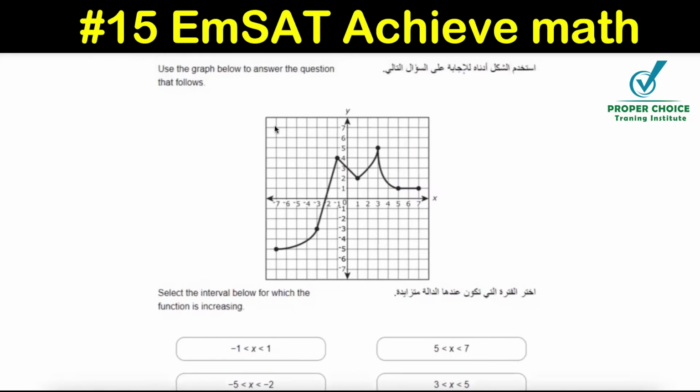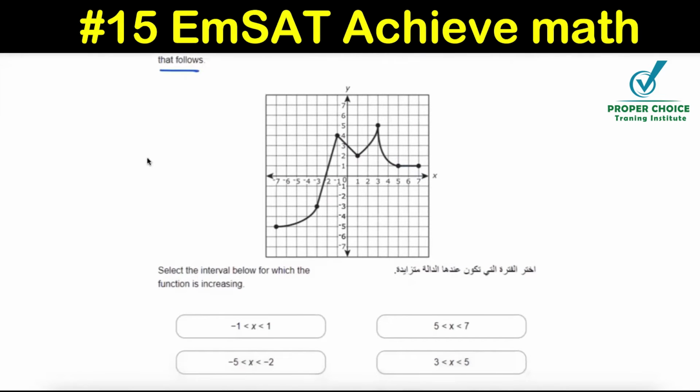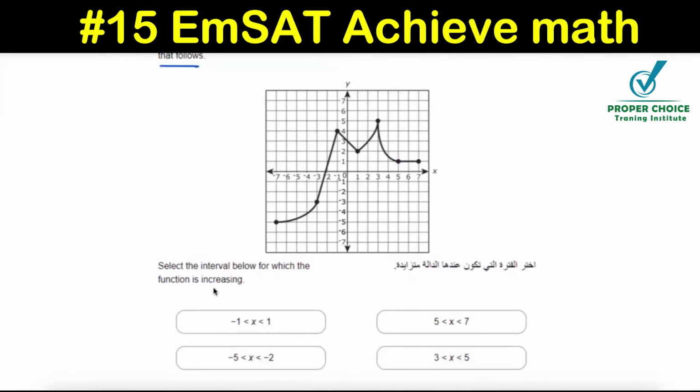Use the graph below to answer the question that follows. Select the interval for which the function is increasing. So look at the options here. Between -1 and 1, what is happening to the function? x is -1 here and 1 here. During that interval, the function is decreasing. So this is wrong. In the second option, between 5 and 7, x is 5 and x is 7 here. During that interval, the function has no change.